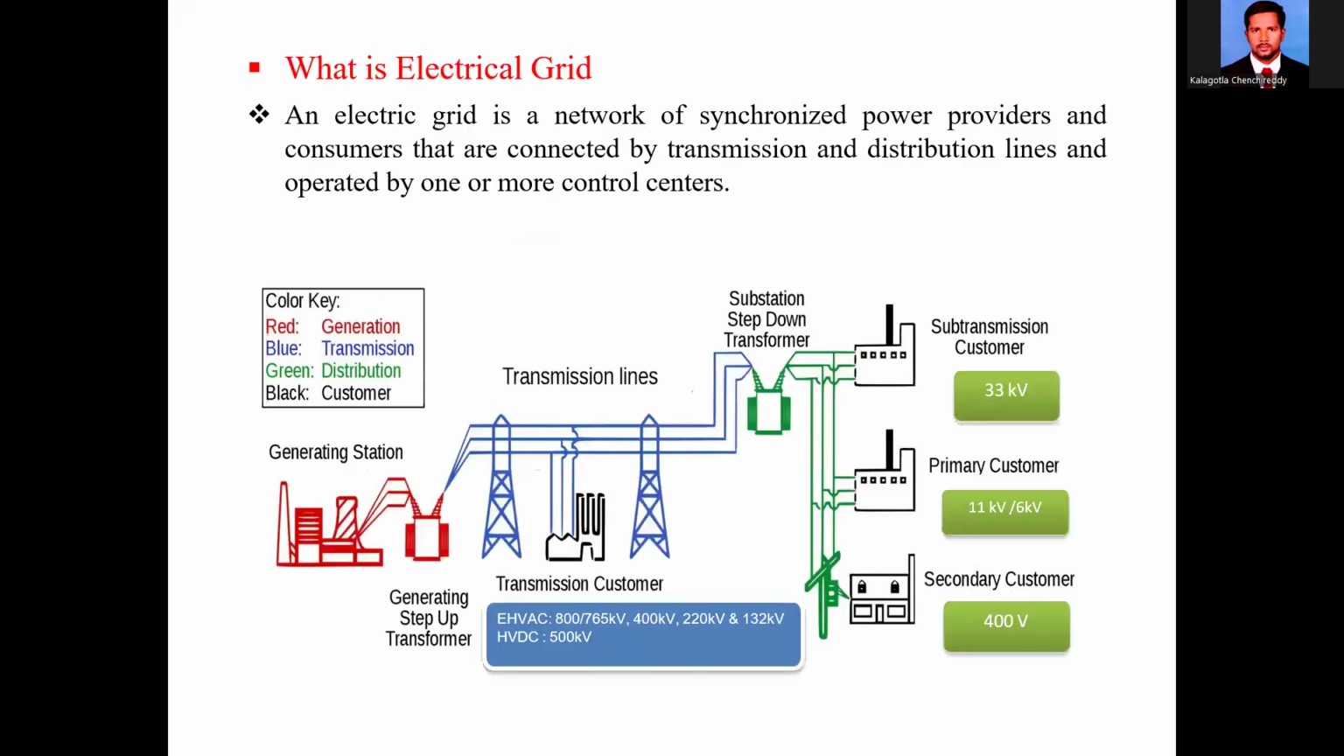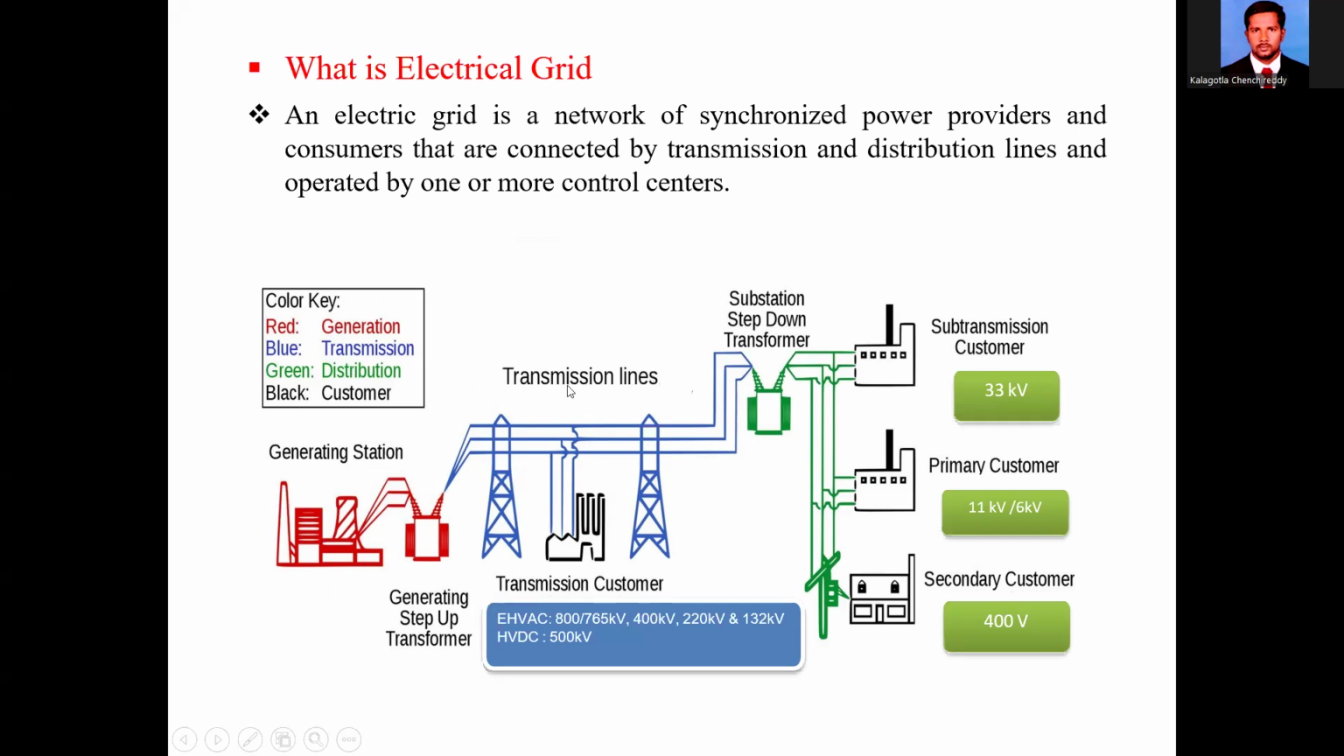Next, this is the diagram of the electrical grid. In this electrical grid, there are mainly four parts. One is generation, second is transmission, third is distribution, and the fourth is utilization. In generating stations, we have different types of sources: hydro, thermal and nuclear, different types of power plants for generating power.